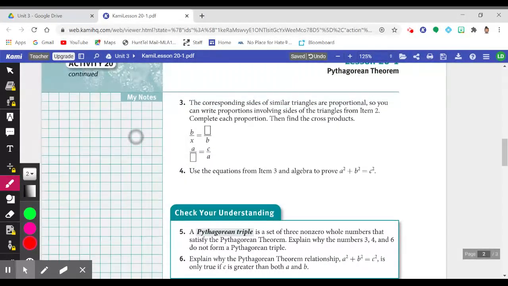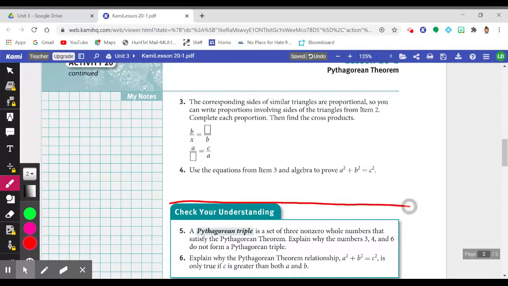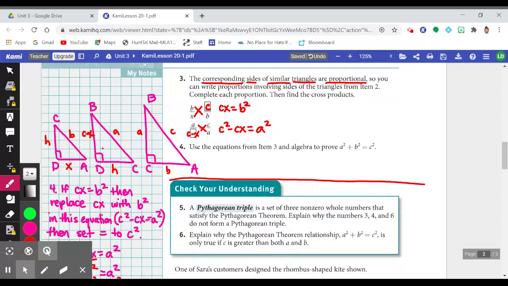If you would, go ahead and draw a line under item 4. We're going to chunk 3 and 4 together. So pause the video before continuing. Okay, so the corresponding sides of similar triangles are proportional. So you can write proportions involving sides of the triangle from item 2.